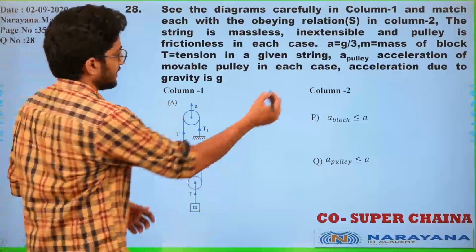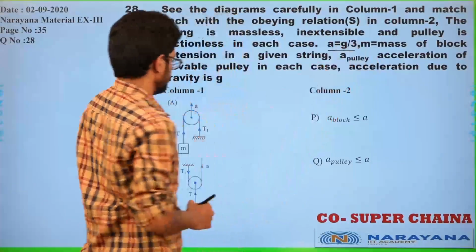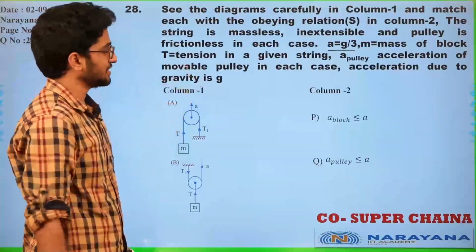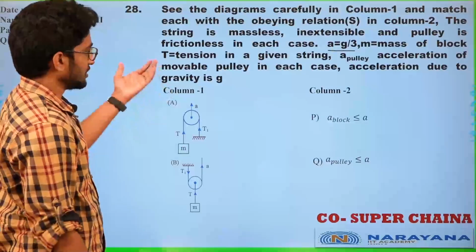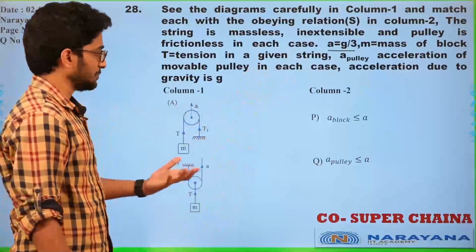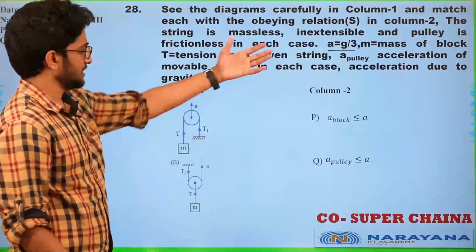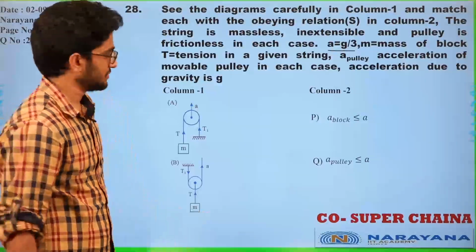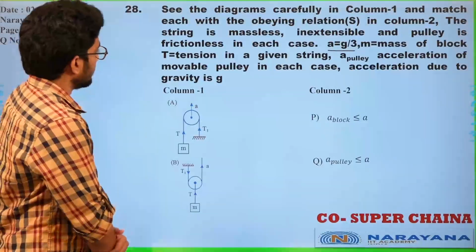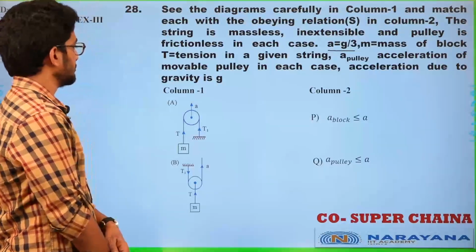So some values are given. Acceleration is given as z by 3. So wherever there is a, that is given as z by 3. M is the mass of the block, T is tension, a pulley is the acceleration of the pulley. The variables are letters that represent general values. Now in each case the acceleration due to gravity is g.